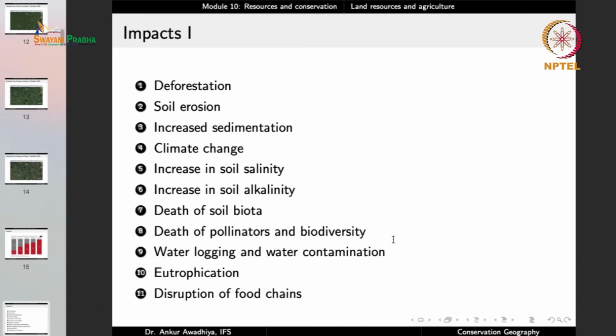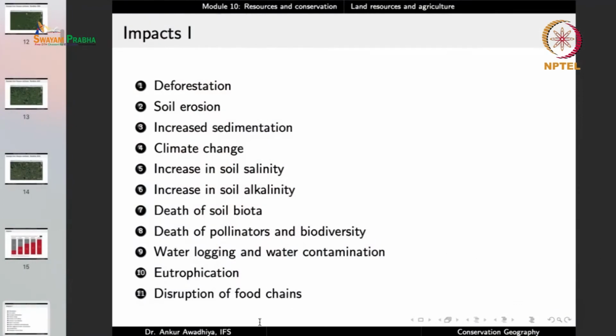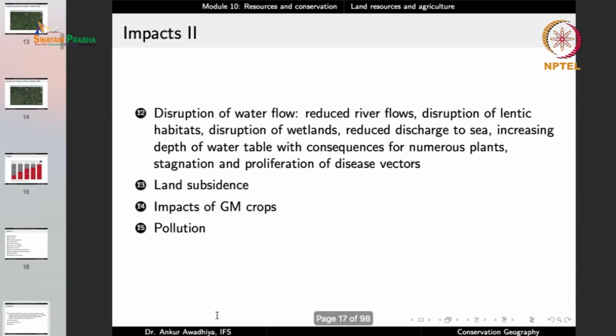We are observing death of pollinators, reduction of biodiversity. There is waterlogging, there is water contamination, there is eutrophication when all of these fertilizers are getting washed up into different water bodies. There is a large scale disruption of food chains, because when we use large quantities of pesticides and insecticides, then we are disrupting the food chains. We are killing off a large number of organisms that were being used as food by other organisms. And not only that, the pesticides are getting accumulated in their bodies. So there is bioaccumulation, there is biomagnification of pesticides, and that is also hampering the biodiversity in upper levels.